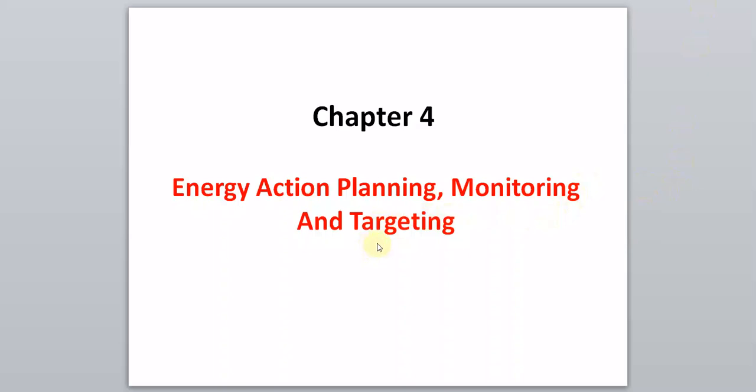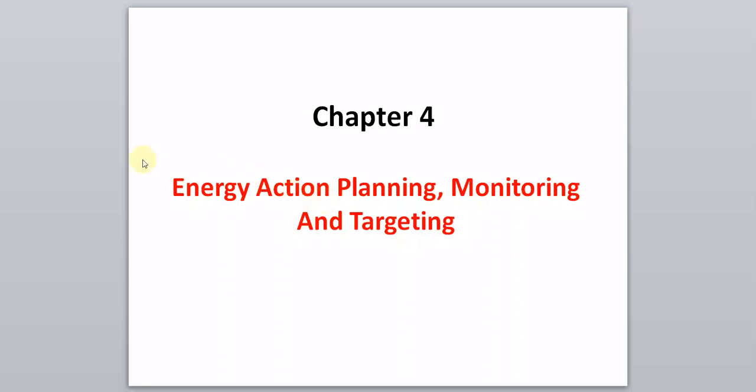So, in the last lecture, I think before 15 days ago, we started with chapter number 4, which was energy action planning, monitoring, and targeting. Mainly in this chapter, there are three sections. First starts with energy action planning, then energy monitoring, and after that, the last part, that is the targeting, and after that, some analysis is there, cumulative analysis. After that, the chapter will be over.